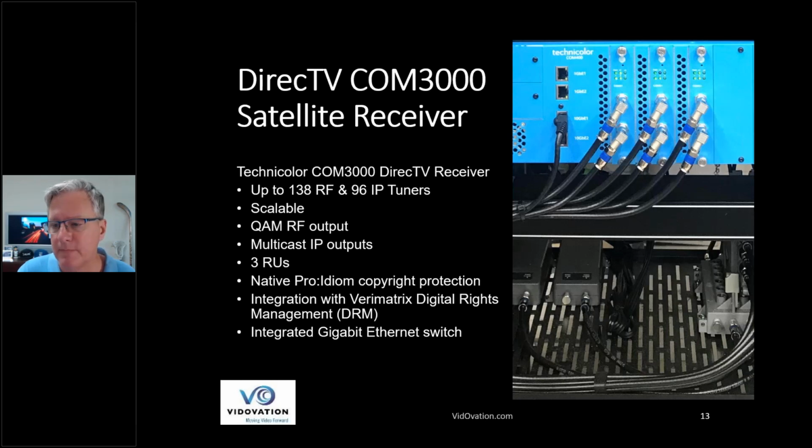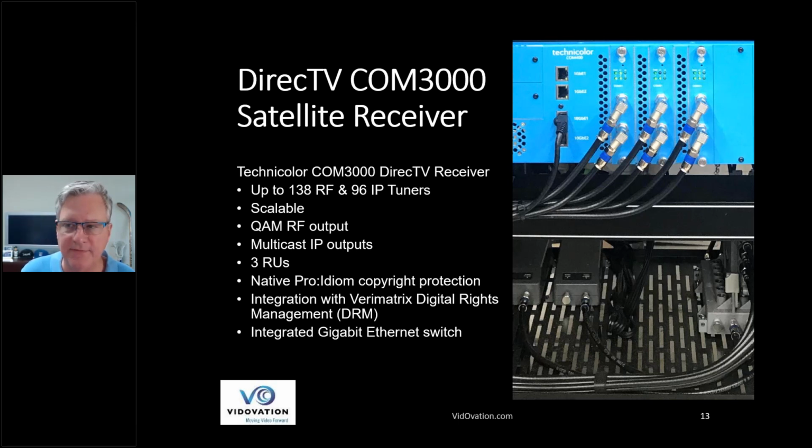So I kind of touched on this already. Here you can see a more up-to-date picture of the COM 3000. You see how on the COM 2000 there was only one RF spigot. This has two, and we can do up to 16 channels per blade for RF or 96 tuners per blade for IP. And you can see some of the RF plumbing. Again, in this particular install, we put some of the RF in the rack instead of on the back wall.